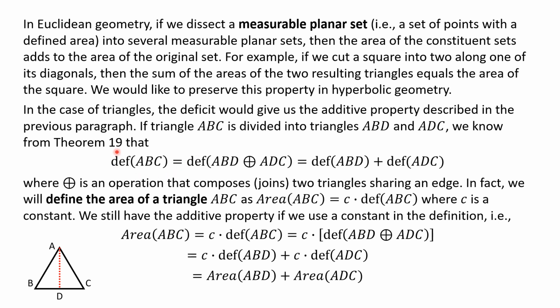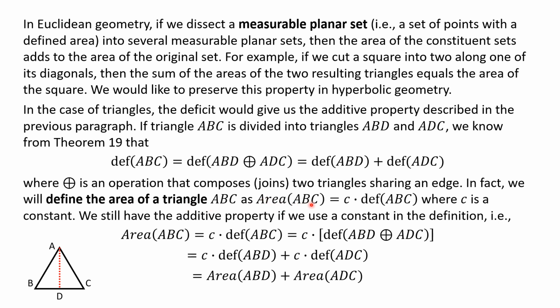So if you recall from Theorem 19, the deficit of a triangle ABC, I have a little picture down here, is the deficit of the two component parts, so ABD and ADC, and we just have it written out here. So that works, and in fact, that's what's used with a slight variation to define the area of a triangle. I have it here.